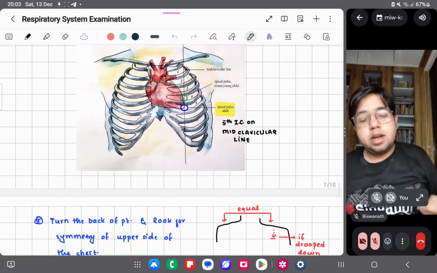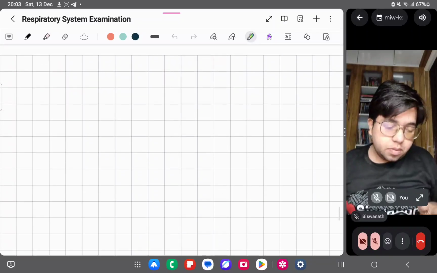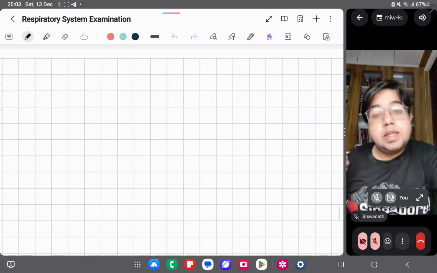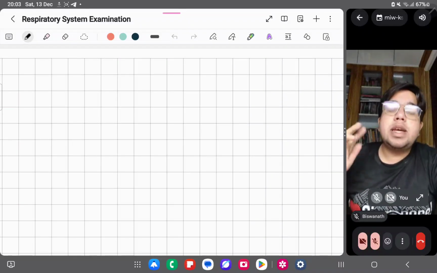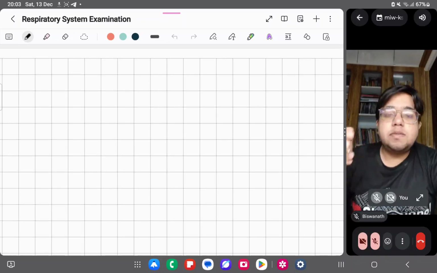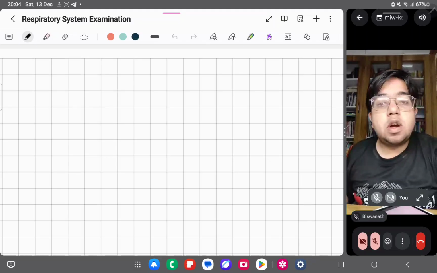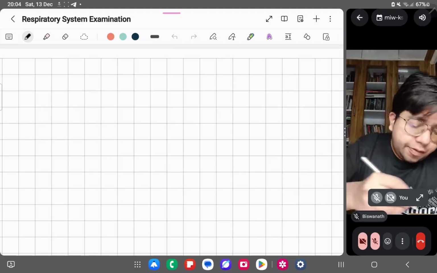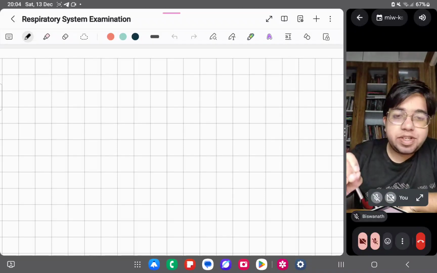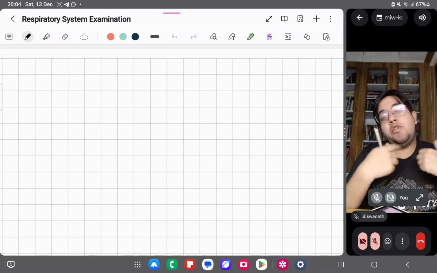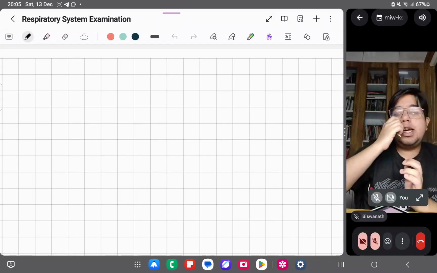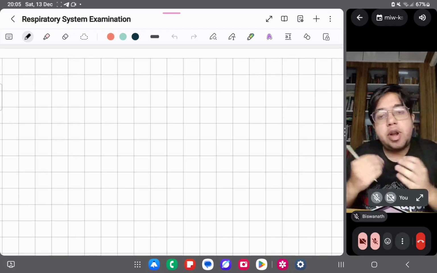That is clear. Let's start the respiratory system examination and go sequentially. A very important line, the first line written in Hutchinson's, is a golden line: any examination of the respiratory system is incomplete without a proper general assessment of the body condition.